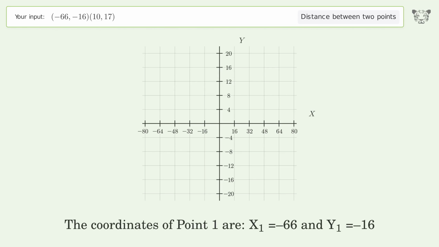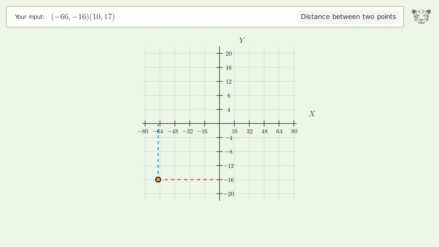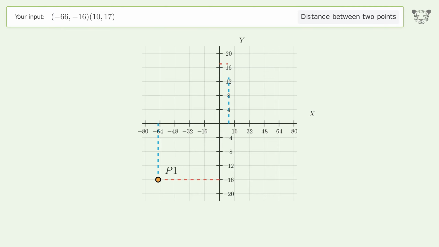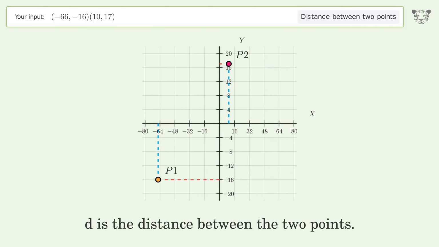The coordinates of point 1 are x1 equals -66 and y1 equals -16. The coordinates of point 2 are x2 equals 10 and y2 equals 17. D is the distance between the 2 points.